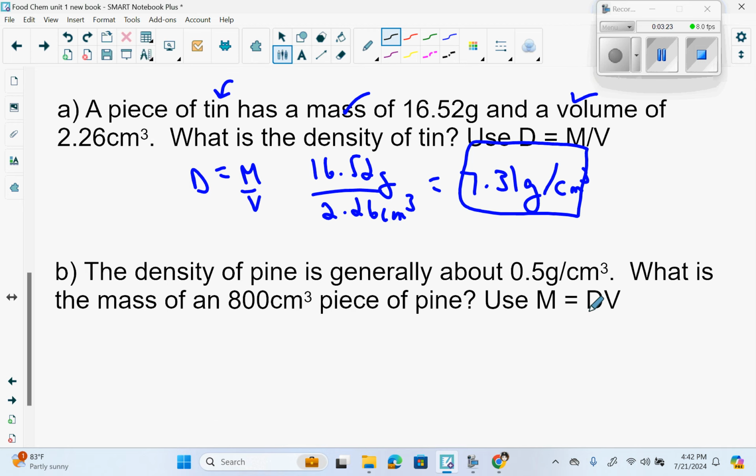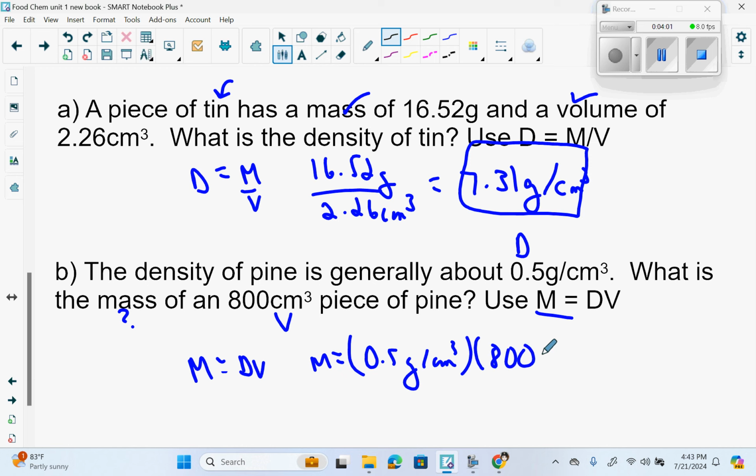All right, how about another one? The density of pine. Pine is used often in like crates for shipping food, right? Density. Okay, the density is about 0.5 grams per centimeters cubed. That's the D. What is the mass, this is what we're looking for, of an 800 centimeter cubed piece of pine? So that centimeters cubed is volume. So you're trying to solve for mass, which I gave you right here. You have to memorize it. It's D times V. So the density is 0.5 grams per centimeters cubed.